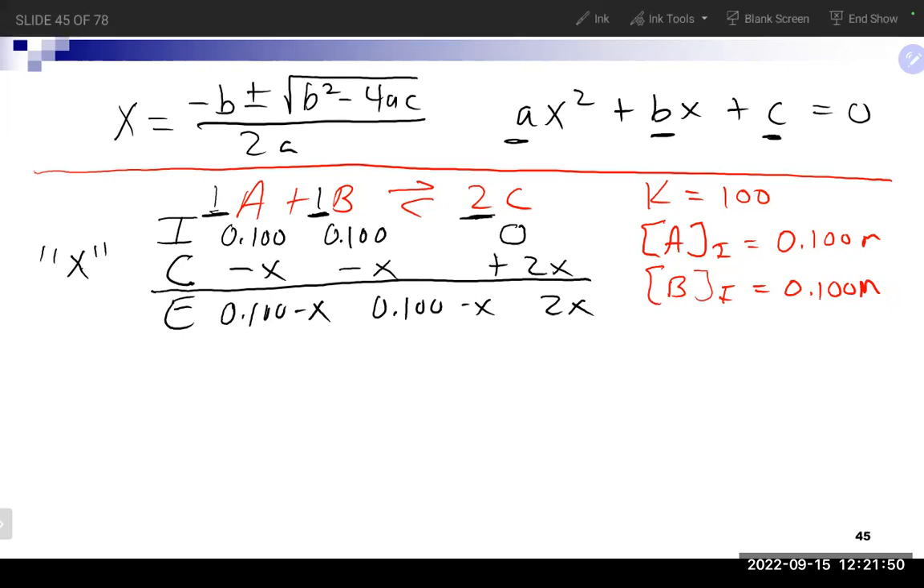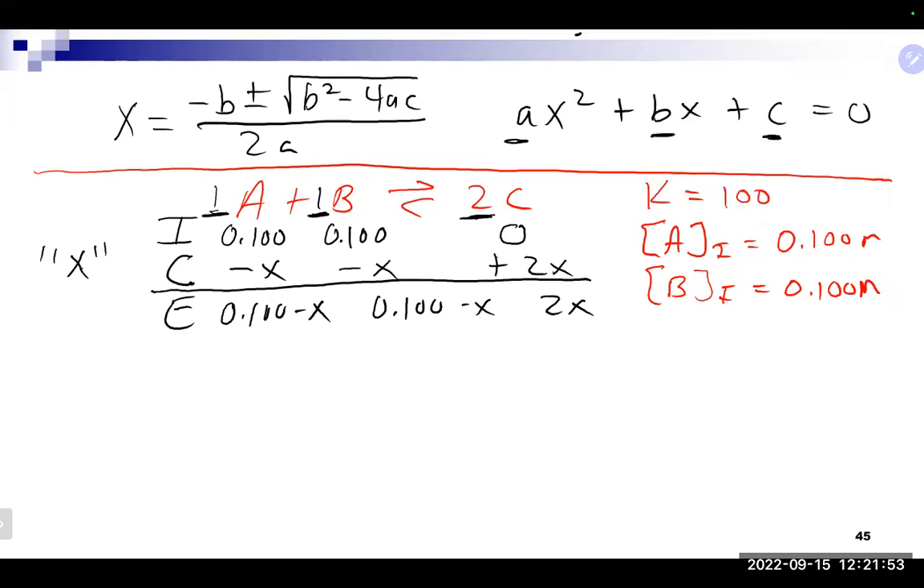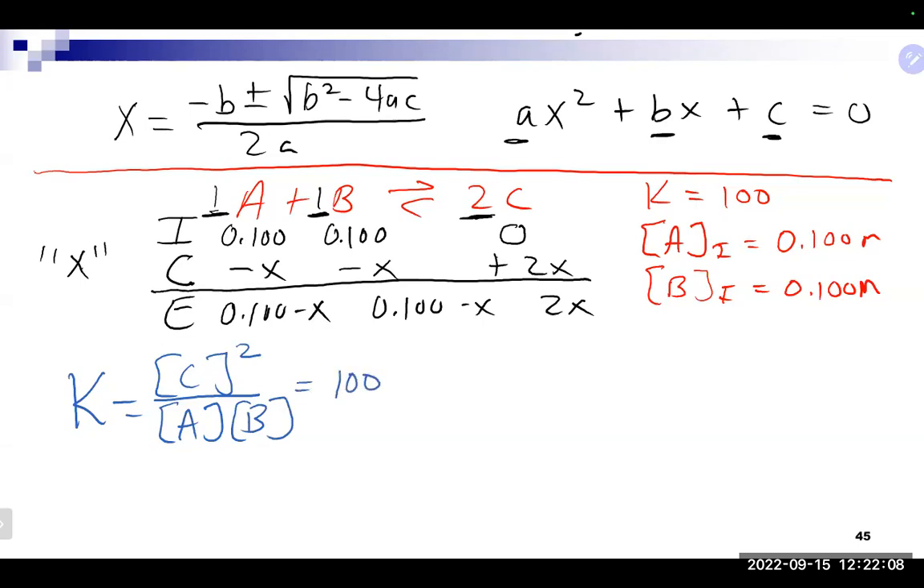So if we were to write the equilibrium expression here in my made-up problem, it would be K is equal to the concentration of C squared, right? Divided by A, divided by B, and this would equal my made-up number there of 100. At this point, what you would do is you would take everybody here on the equilibrium line and you would put it into this expression.